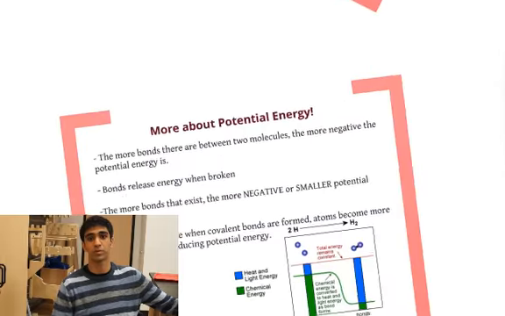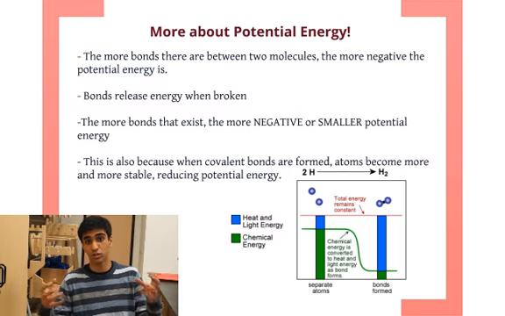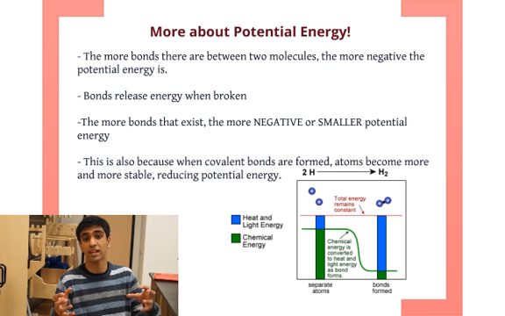The more bonds there are between two atoms, the more negative the potential energy is. Take, for example, two hydrogen atoms. When we put them together and create a single bond between the two atoms, energy is released, meaning that there's less potential energy in the bonded hydrogen atoms than in the single atoms themselves. This means that every time we add a bond between two atoms, we lose potential energy, and potential energy actually becomes more and more negative, or smaller.